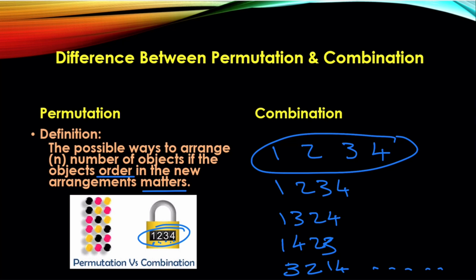For example, here I start with the color black, then red, then yellow. It differs from starting with black, then yellow, then red. It differs from starting with red, then black, then yellow, and so on. So, in these cases where the order matters, it is permutation.